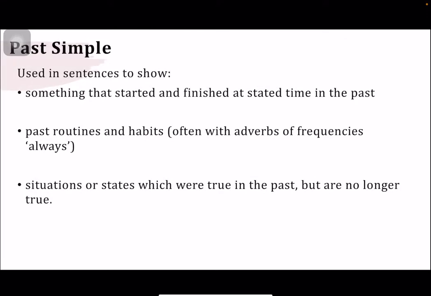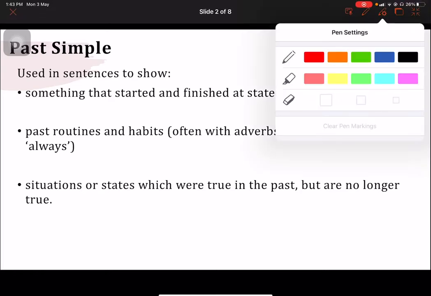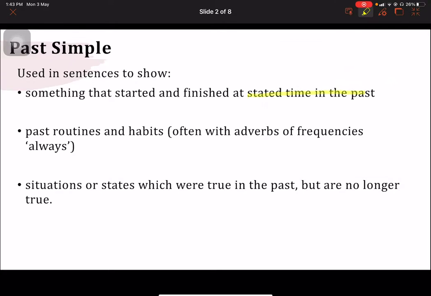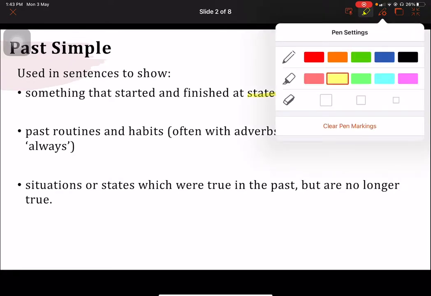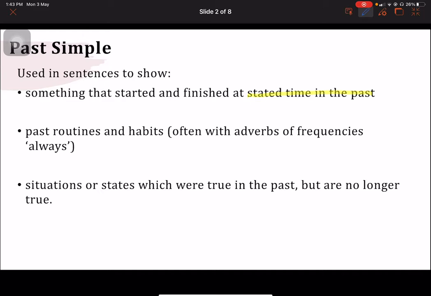So, what is past simple? Past simple is a tense that we use in a sentence to show something that started and finished at a stated time in the past. So again, the keyword is stated time in the past, which means things that already happened and things that don't happen right now. So, for example, we can say, we went to Spain for our holidays.